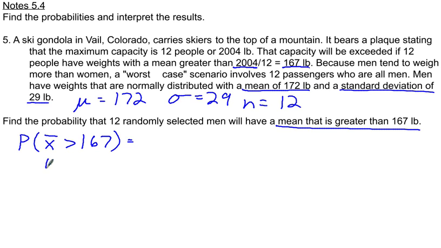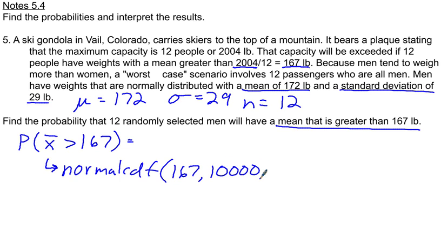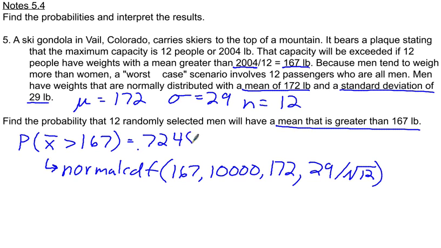If we use our calculator function, normal CDF, our minimum is 167, our maximum is 10,000, our mean is 172, and our standard error is the population standard deviation divided by the square root of the sample size. This gives us a probability of 0.7248. So this is 72.48%. So there's a 72% chance that the average weight, if there's 12 men in this gondola, will exceed 167 pounds.